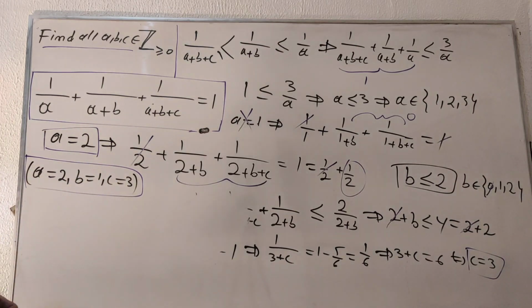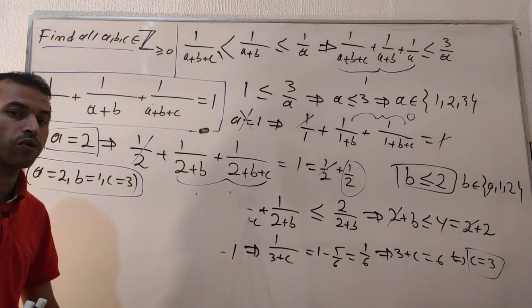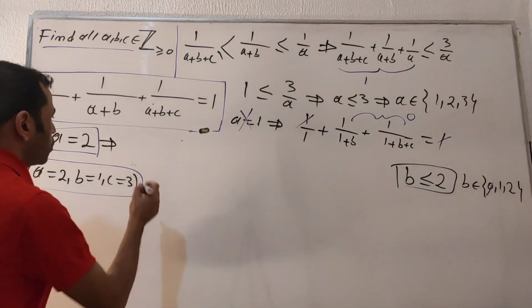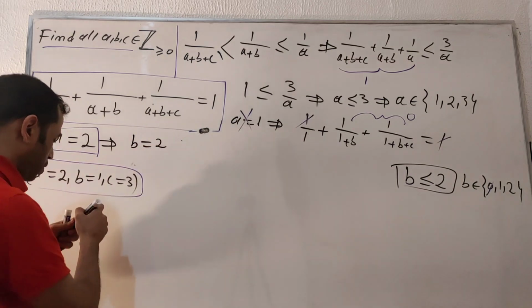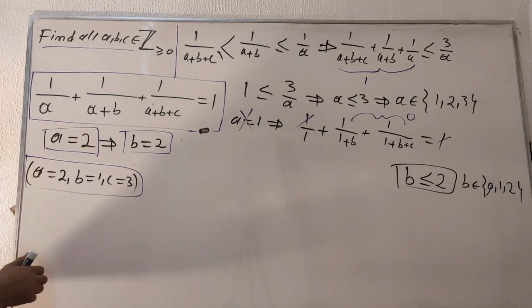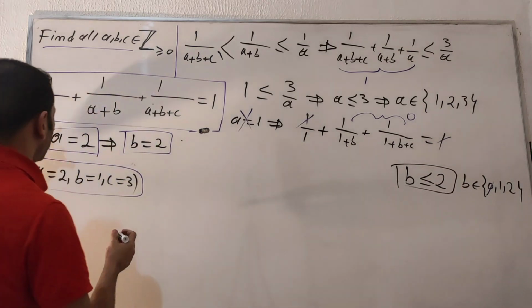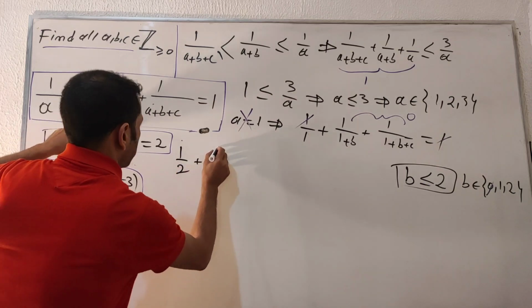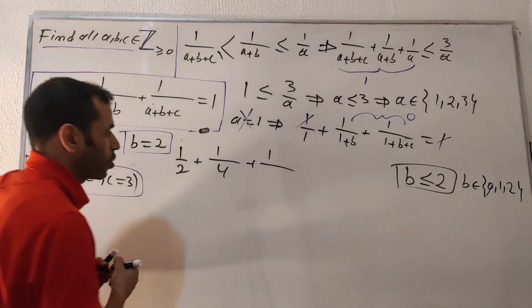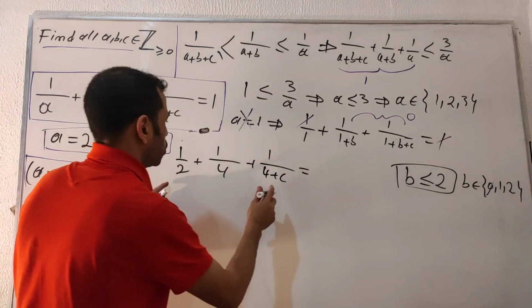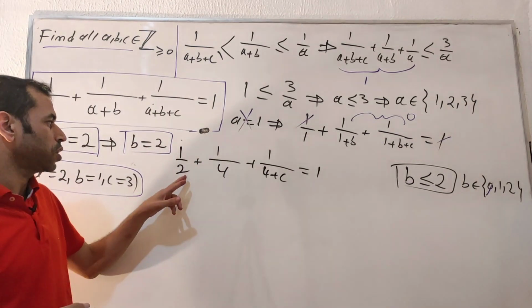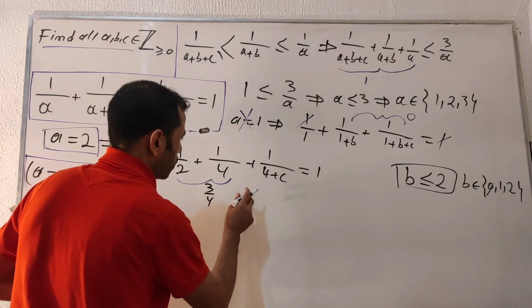Now let's move on to the next value of b, which is the last value, b equals 2, to find another solution. With a equals 2 and b equals 2, I'm going to replace a and b with the number 2 in this original equation. So I got a half plus 1 over 2 plus 2, which is 4, plus c, which equals number 1. Okay, so adding this one and this one, I get 3 over 4.